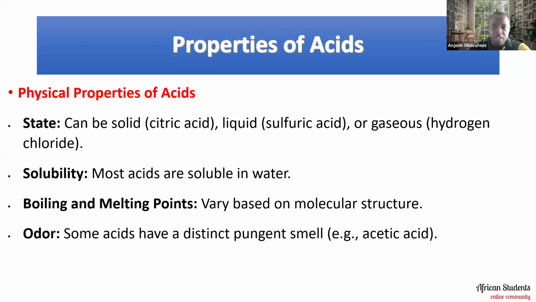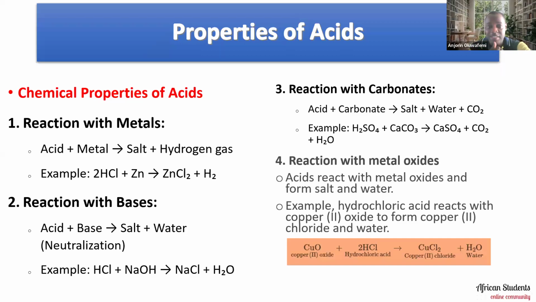So we have talked about the physical properties of acid, and then we take it a notch further by looking at the chemical properties of acids now. Acid will react with metals. And when they react with metal, they'll produce salts. They'll produce a salt, and hydrogen gas is always given off. So an example is when HCl reacts with zinc. Now, zinc chloride is produced and hydrogen gas is given off.